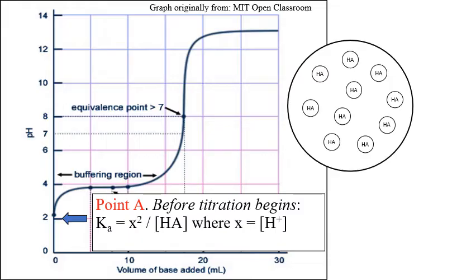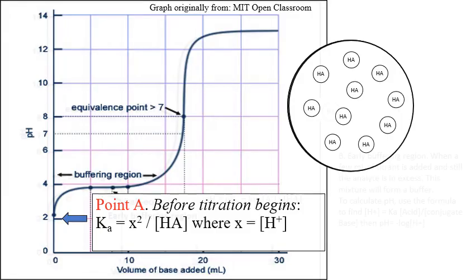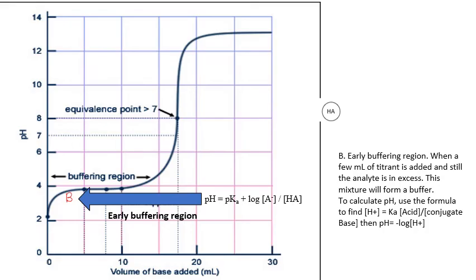If you look at the particle diagram, in the beginning we don't have any base added. All are HA. So how many are there? 1, 2, 3, 4, 5, 6, 7, 8, 9, 10 molecules, for example. That is just to represent the acid in the flask, before adding any titrant from the burette. When we start adding the titrant, that is the base from the burette, we will reach the early buffering region. A buffer is the combination of a weak acid and its conjugate base.